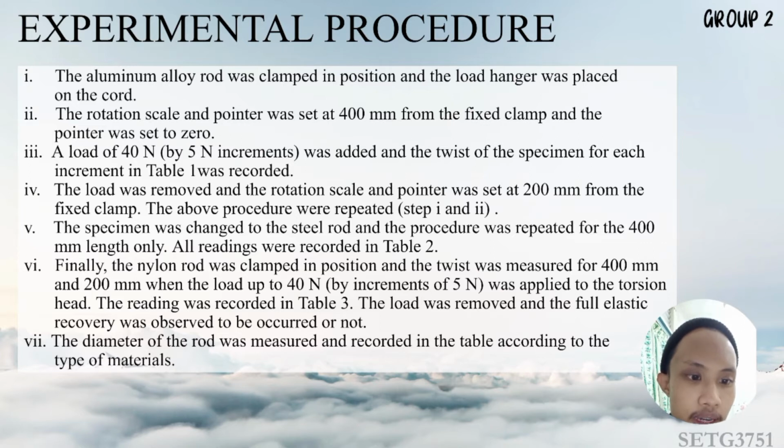Finally, the nylon rod was clamped in position and the twist was measured for 400 mm and 200 mm when a load up to 40 Newton in increments of 5 Newton was applied to the torsion head. Then the readings were recorded in table 3. Then the load was removed and it was observed whether full elastic recovery occurred or not. Lastly, the diameter of the rod was measured and recorded in the table according to the type of material.